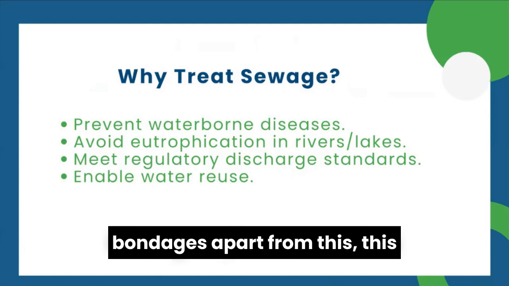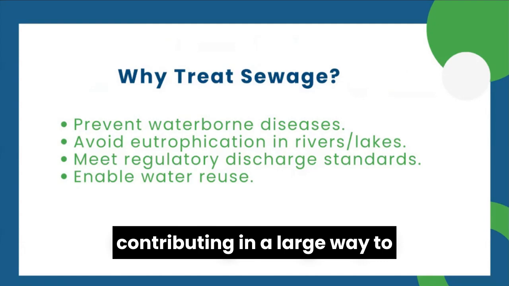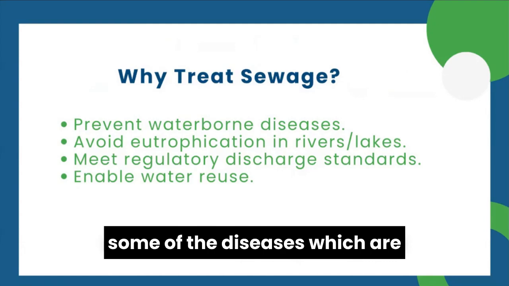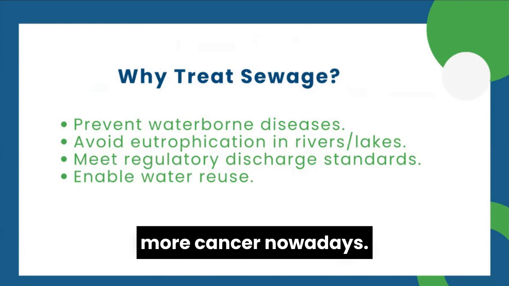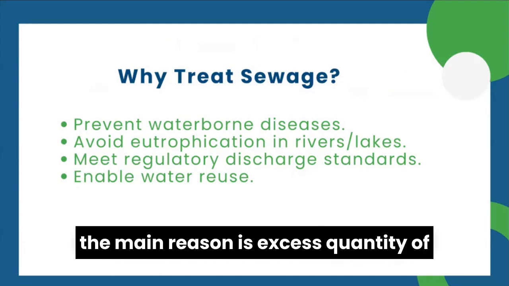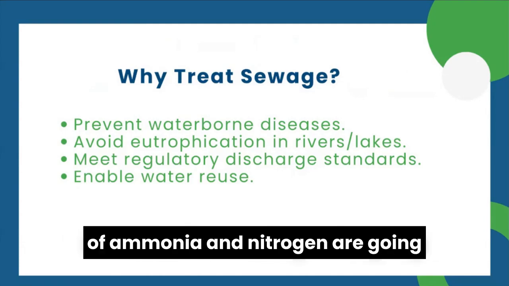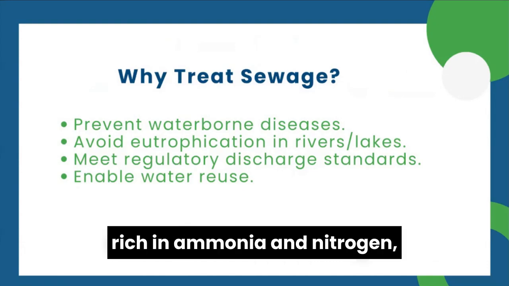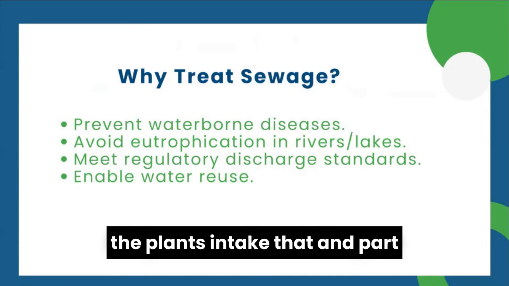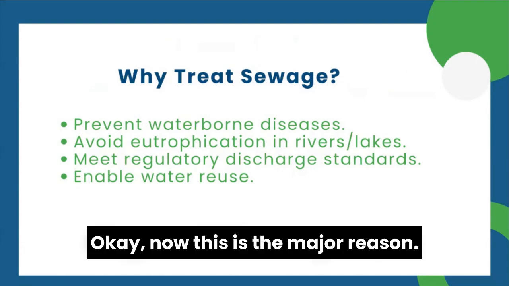Apart from this, the dissolved ammonia, phosphate, nitrogen, these things are contributing in a large way to some of the diseases which are not directly linked. Like people are getting more cancer nowadays. The main reason is the excess quantity of ammonia and nitrogen. And this excess quantity of ammonia and nitrogen is also disturbing our plants. If you use water which is rich in ammonia and nitrogen, the plants take that in and part of their food carries it. Okay. Now, this is the major reason.